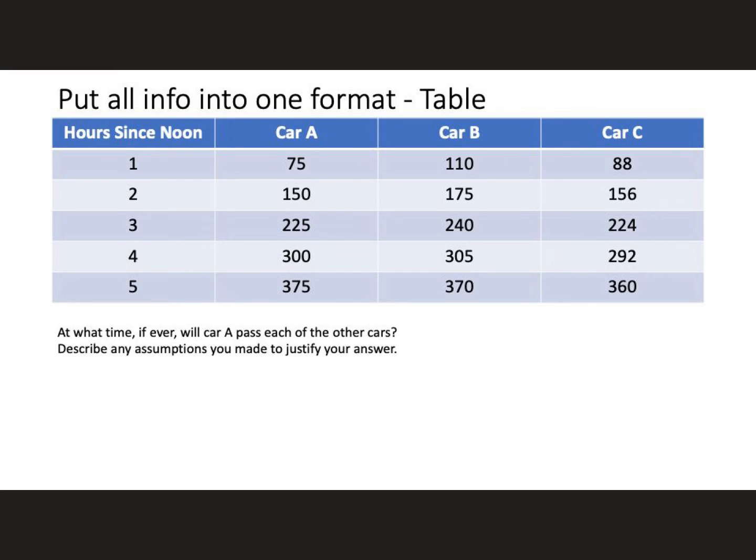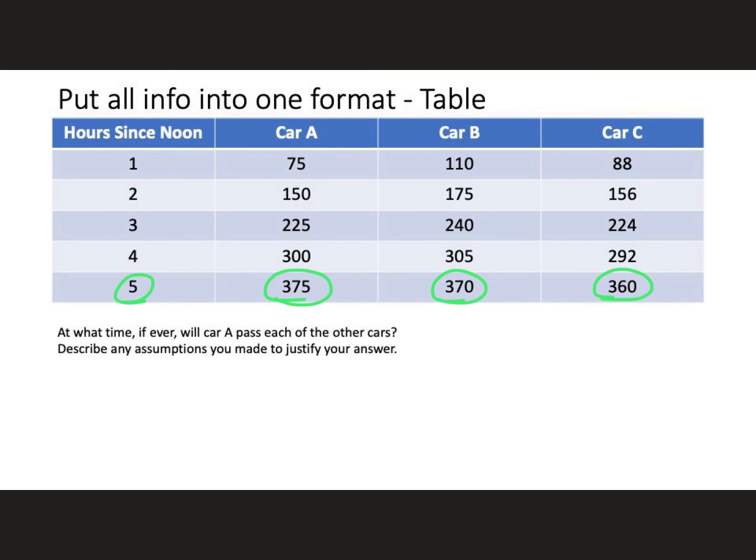So let's use this table. The question we were asked is, at what time, if ever, will car A pass each of the other cars? So let's look at this. We see that at 5 hours, car A has gone 375 miles, car B has gone 370, and car C has gone 360. That means at some point, car A has passed the other cars.